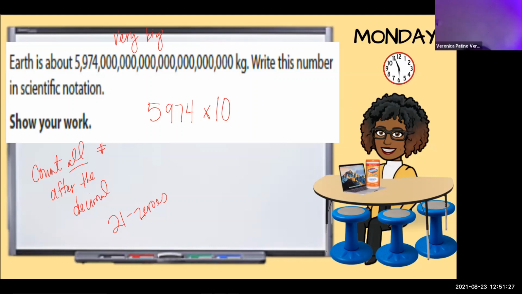Between the 5 and the 9. All right, good job. It'll go between the 5 and the 9. So 5.974, and we know it'd be times 10 to the something. What I love about large numbers is that every comma grouping has 3 numbers. So you can kind of use your multiples of 3 to help you determine how many. So that'll be 3, 6, 9, 12, 15, 18, 21. And we still have to count these 3 because they're behind the decimal. So that will get us to 24.